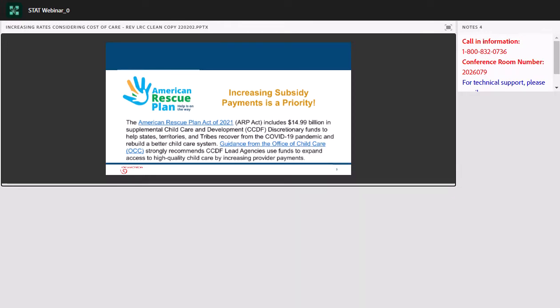The topic for this webinar, Increasing Subsidy Payments, is one of the priorities identified in the American Rescue Plan Act. Supplemental discretionary funds can be used to address rates or support costs associated with the rate setting process, for example, conducting a cost study. We will be including a link to an ARP Act implementation guide, strategies to increase base payment rates, in the chat box shortly.